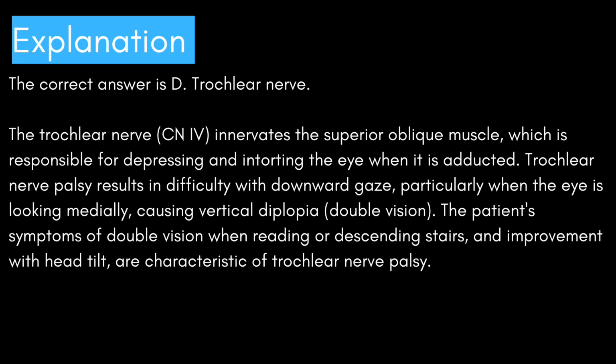The trochlear nerve, cranial nerve 4, innervates the superior oblique muscle, which is responsible for depressing and intorting the eye when it is adducted. Trochlear nerve palsy results in difficulty with downward gaze, particularly when the eye is looking medially, causing vertical diplopia, double vision. The patient's symptoms of double vision when reading or descending stairs, and improvement with head tilt, are characteristic of trochlear nerve palsy. All right, let's go ahead and see why the other answer choices are incorrect.